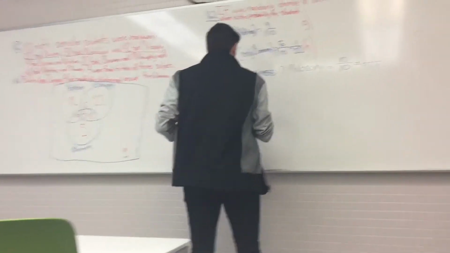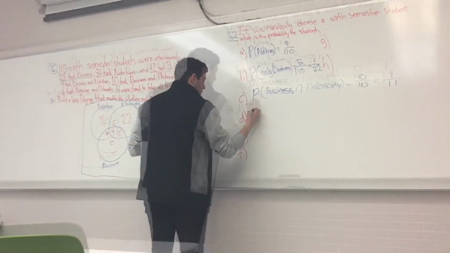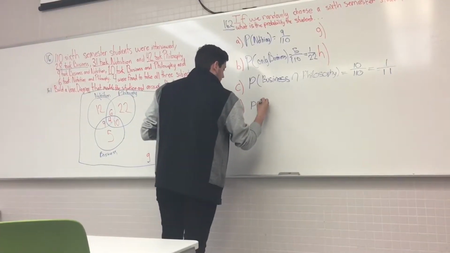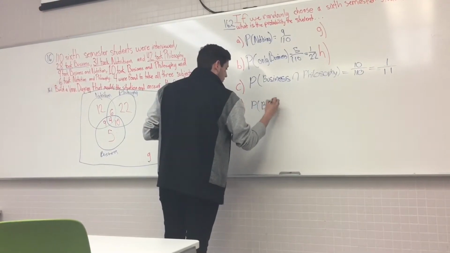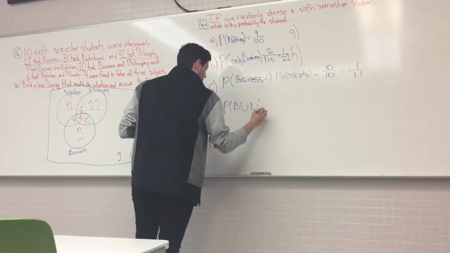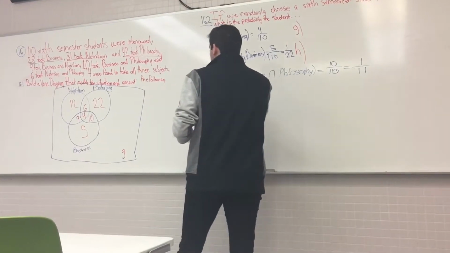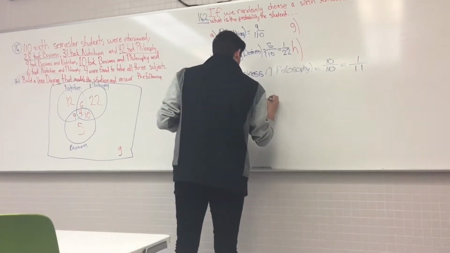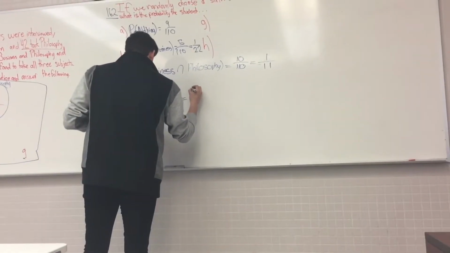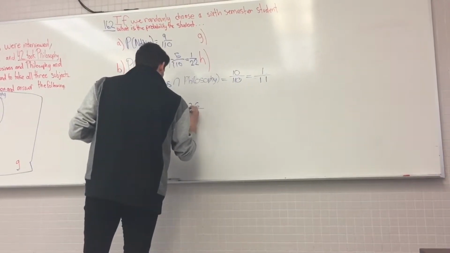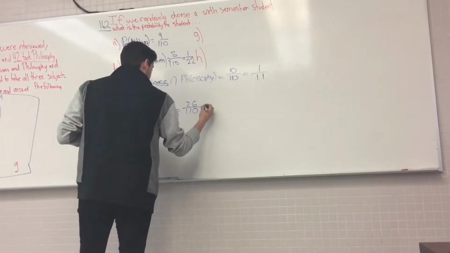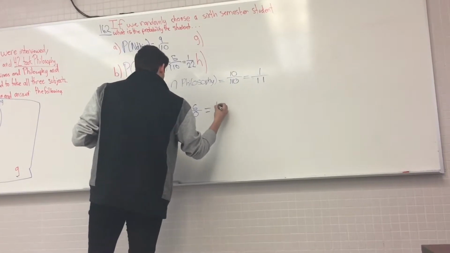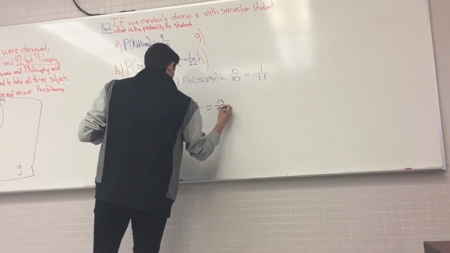Now for letter D, students who took business or nutrition, which will be the sum of 12, 9, and 5. So it will be P of business, B, union, nutrition, N. It will be the sum of those three values, 26 over 110, later to be simplified as 13 over 55.